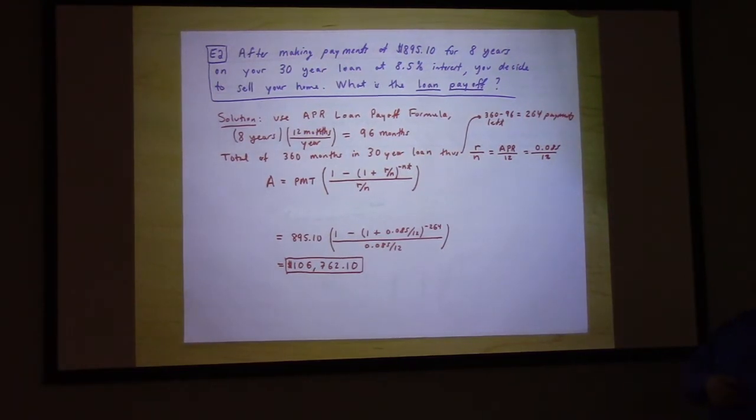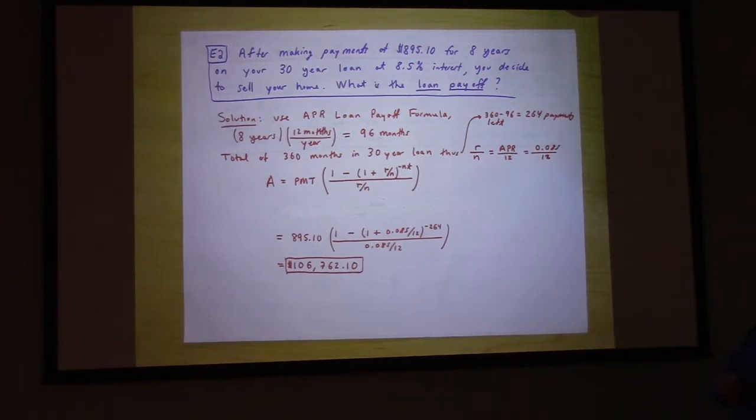Anyway, here's how the solution goes. You use the APR loan payoff formula. So how many months have you paid? You've paid 96 months, right? 8 years at 12 months per year. So how many payments do you have left? You have 360, because if it's a 30-year loan, 30 times 12 is 360. Yeah, there's 360 total payments. So if you look at it, you have 264 payments left to make on that loan.